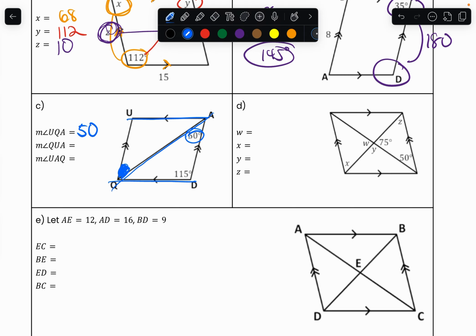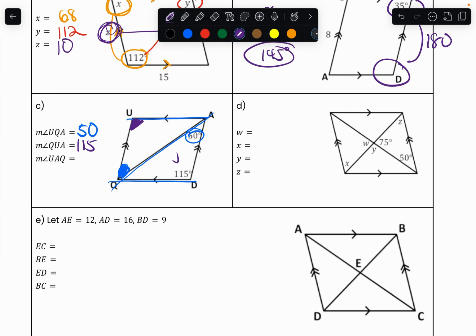Okay, next one. Let's find the angle measurement of QUA, which is this angle right here. Well, does this angle have a consecutive or opposite angle? Well, it does have an opposite angle right here, which is going to be 115. So this means that this angle right here that I'm trying to find will also be 115. And this is how I find my answer.